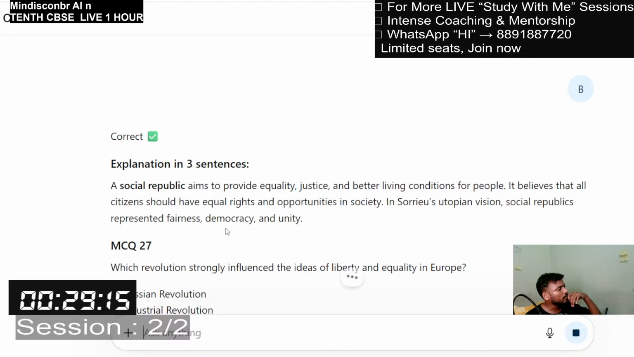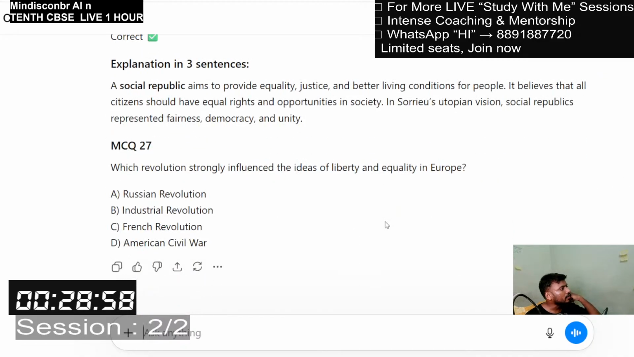A social republic aims to provide equality, justice, and better living conditions for people. It believes that all citizens should have equal rights and opportunities in society. In Sorio's utopian vision, social republics represented fairness, democracy, and unity.